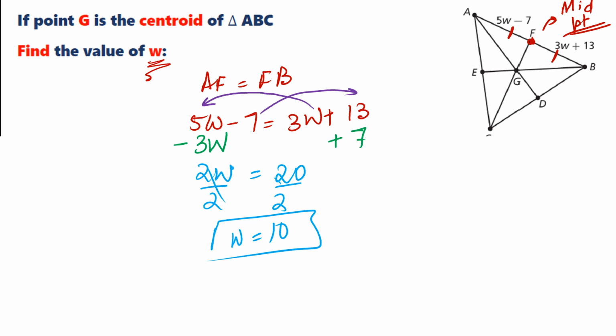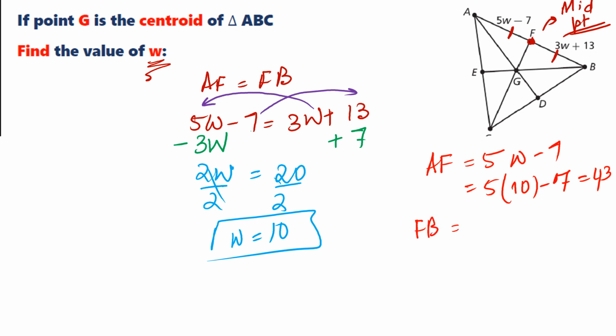Now, if you want to check, what you will do, for AF, you will replace the W by 10. So 5W minus 7, replace the 10. So 50 minus 7 gives you 43. Let's check the other one. Are you getting the same answer? So FB is 3W plus 13. So 3 times 10 plus 13. So you will get also 43. So yes, your working is correct.